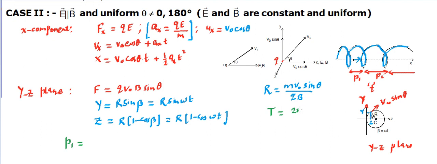Since this is r, similarly this T is going to be 2 pi m upon qB. So the time period is remaining constant, you can see. In this time, whatever x coordinate it travels becomes the pitch. So p1 is going to be x for this time, that means v naught cos theta, that's initial velocity, into time T, plus half a_x, which we have already calculated, into T square. So this is how we can calculate the pitch during the first time period.